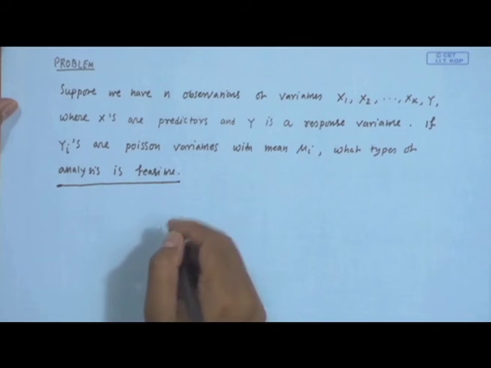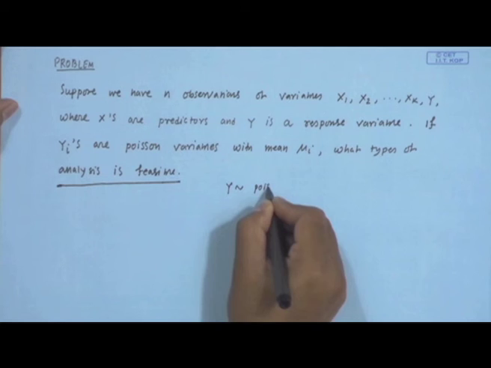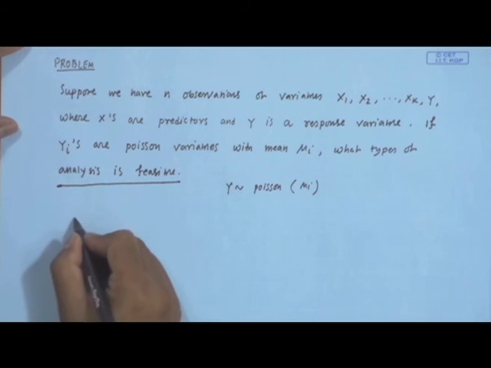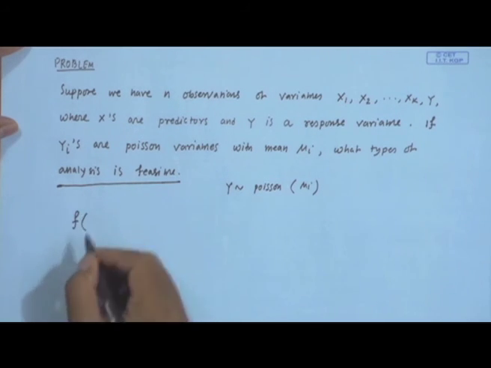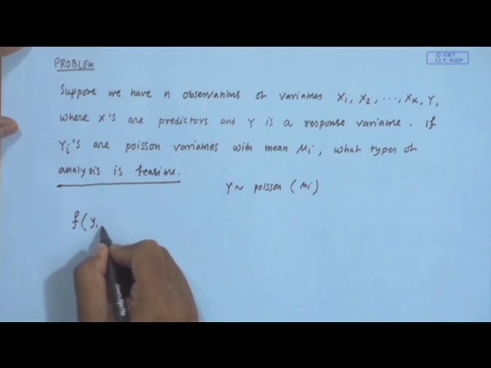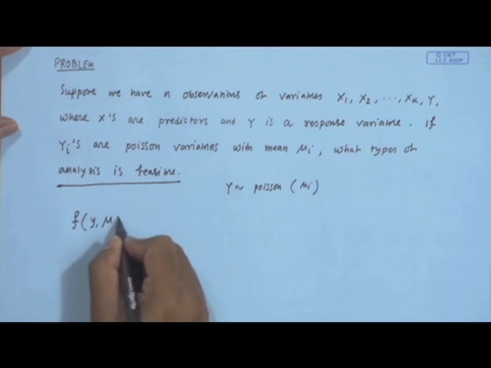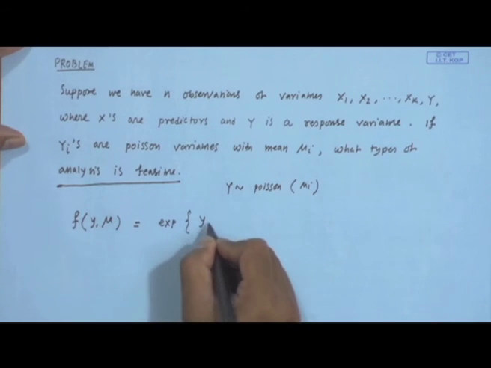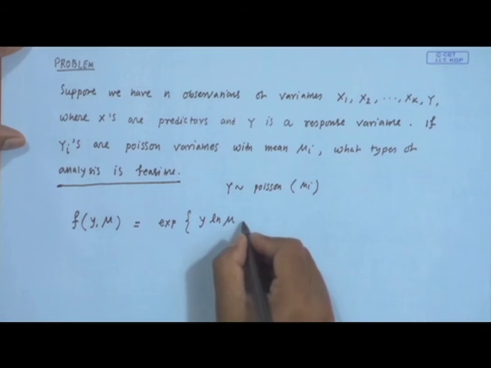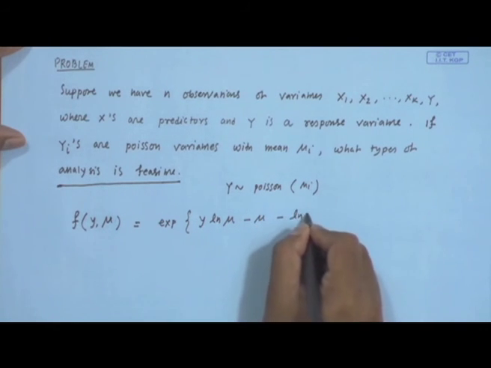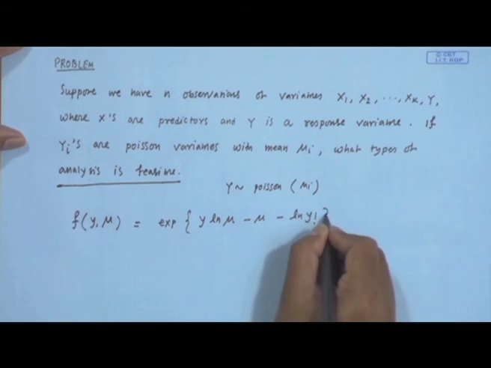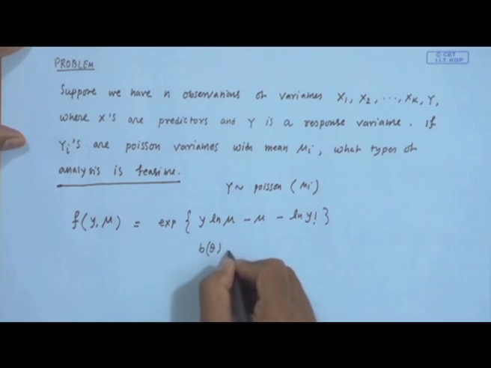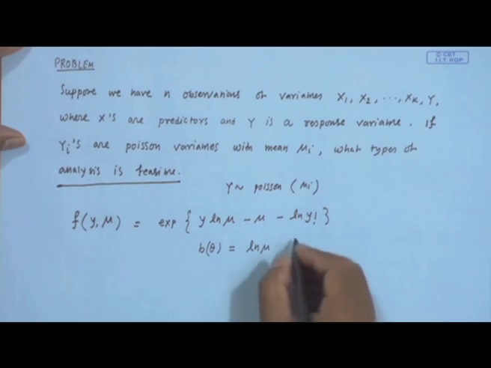Okay. So, y follows Poisson with mean mu, and then we know that the probability mass function of y can be written as f(y, mu), which is equal to exponential of (y ln mu − mu − ln y factorial), and here b theta, or b mu I should write maybe, is ln mu, which is the natural parameter.